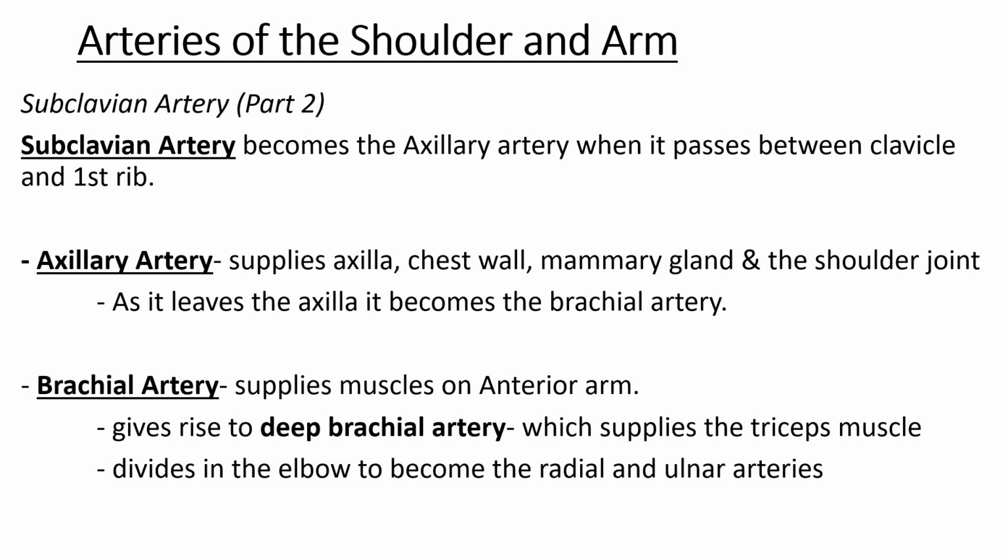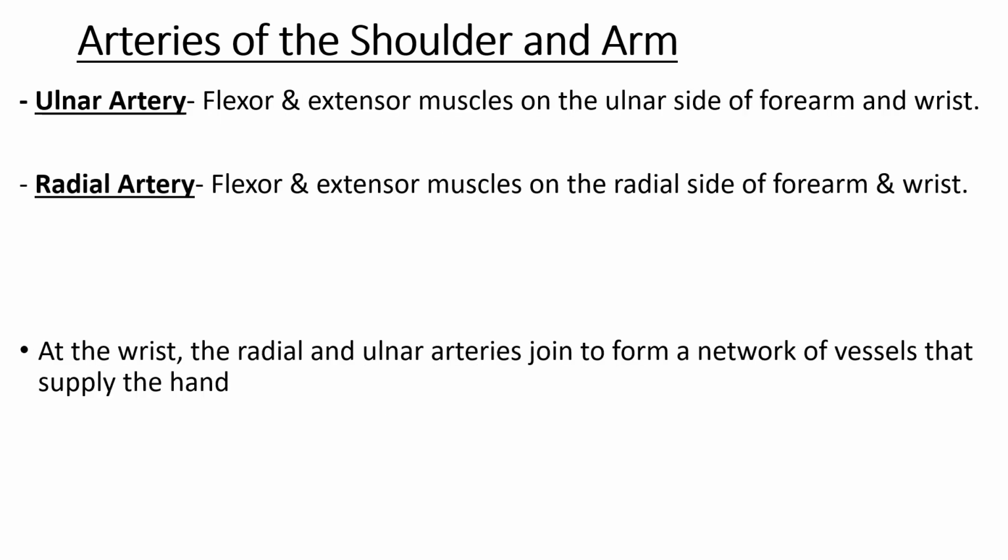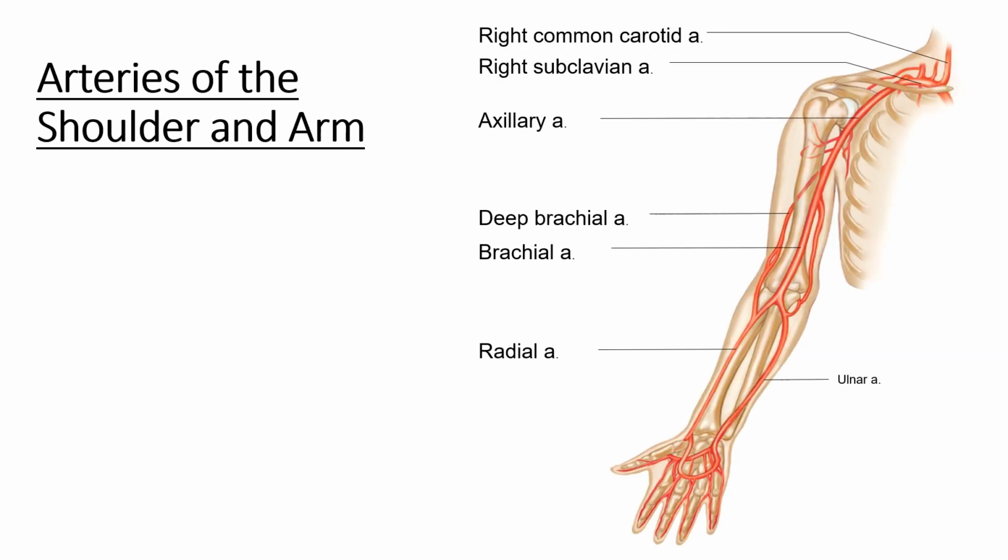When we get to the elbow, it's going to split and become the radial and the ulnar arteries. So these are pretty similar, pretty straightforward. The ulnar is going to supply the flexor and the extensor muscles on the ulnar side of my forearm and wrist. Radials, flexor and extensors on the radial side of my forearm and wrist. At the wrist, these two arteries join to form a network of vessels that are going to supply the hand, but that's really as far down the arm as we're going to go.